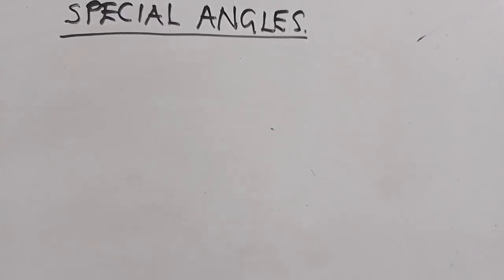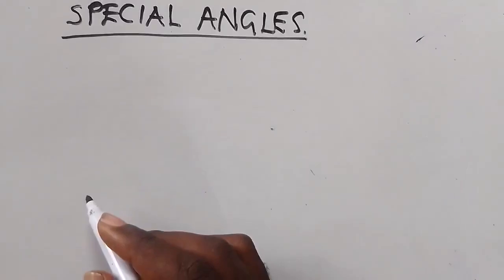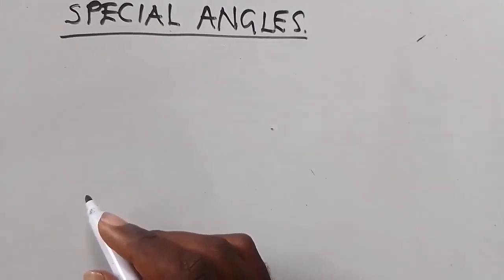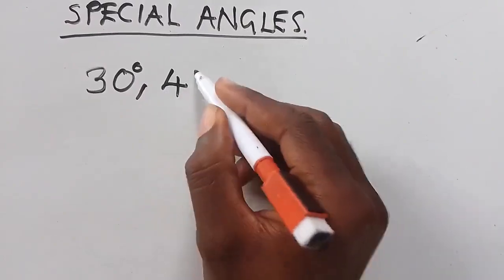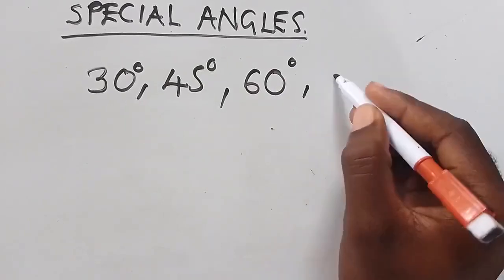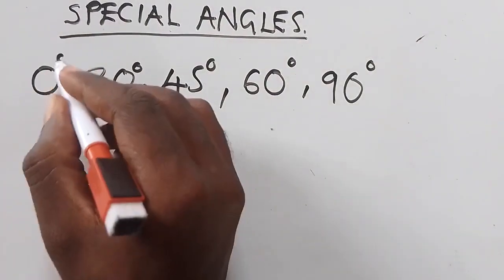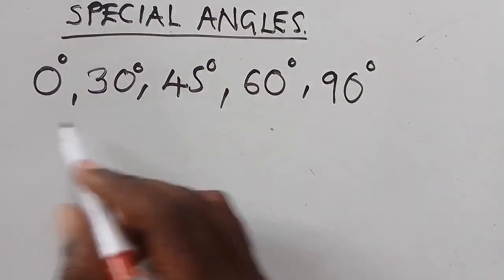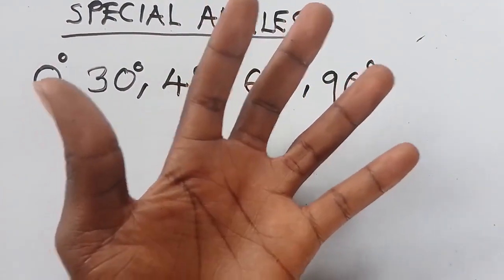In this video, we know that the special angles we normally use are what? We want to find special angles. How can we find special angles like 30 degrees, 45 degrees, 60 degrees and 90 degrees? We've also got 0 degrees. How can we find these special angles? By using my fingers, or your fingers, like this.